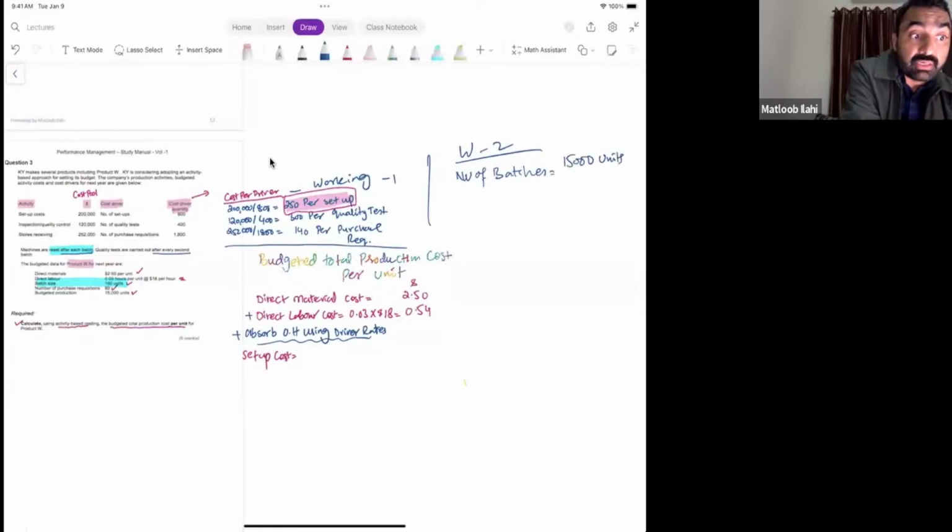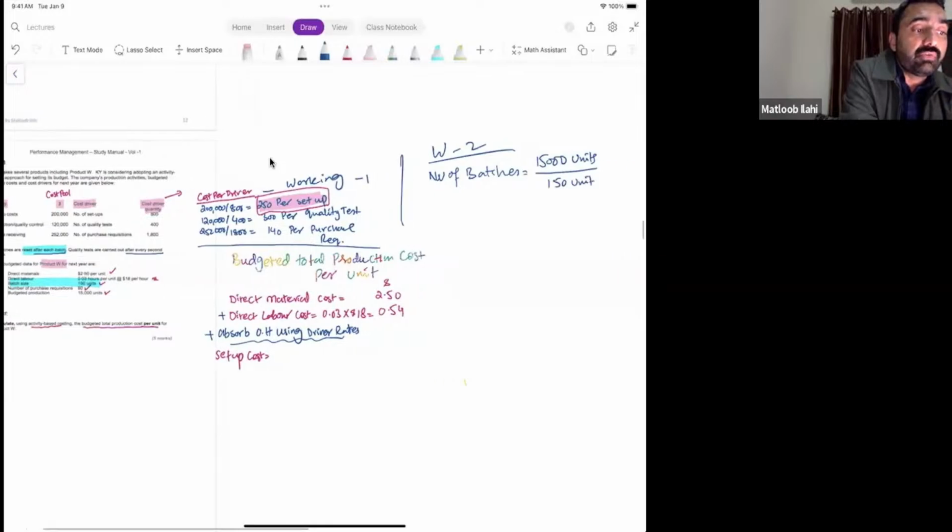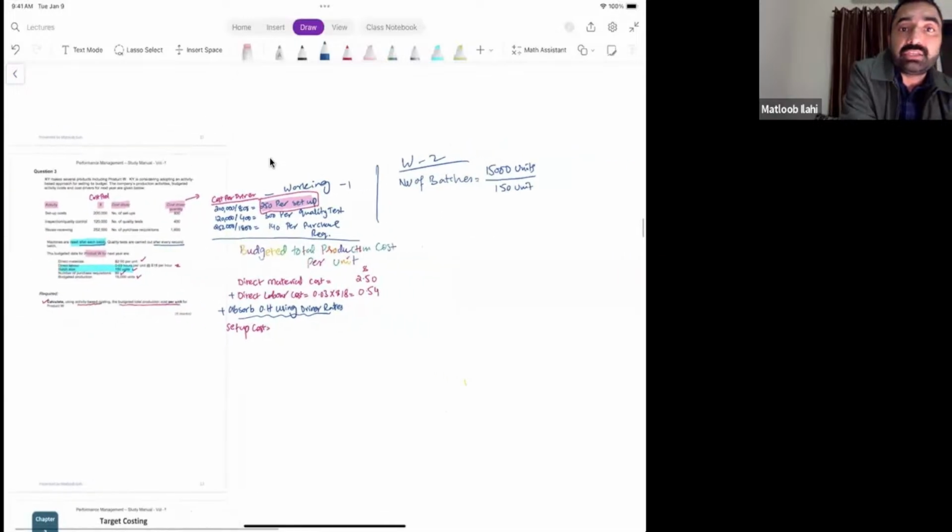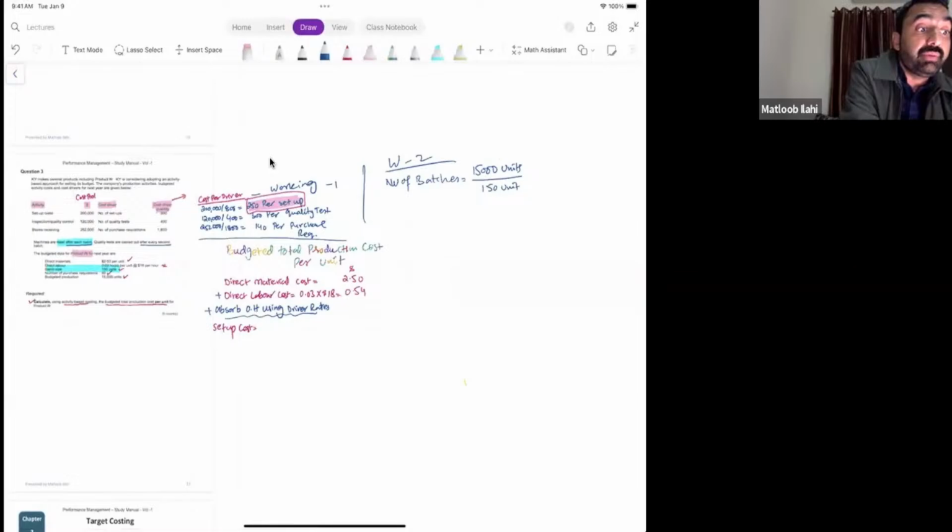So 15,000 units divided by batch size 150 units. How many batches will be required? Can you please quickly calculate how many batches? 100 batches. Well done. 100 batches are required.